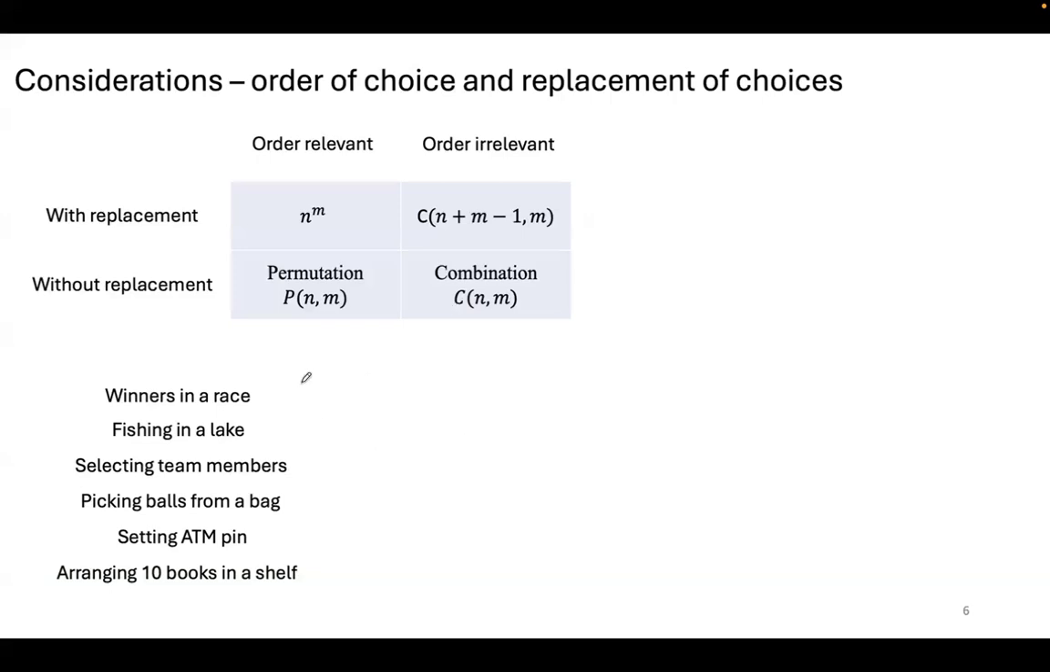Okay, so example one, if you're talking about winners in a race. So let's say 10 people are participating in a race, and you want to choose, so you want to get, what are the combinations in which you can get the first three people who are winning the race. Okay, so remember we talked about one example last week, which dealt with replacement and non-replacement.